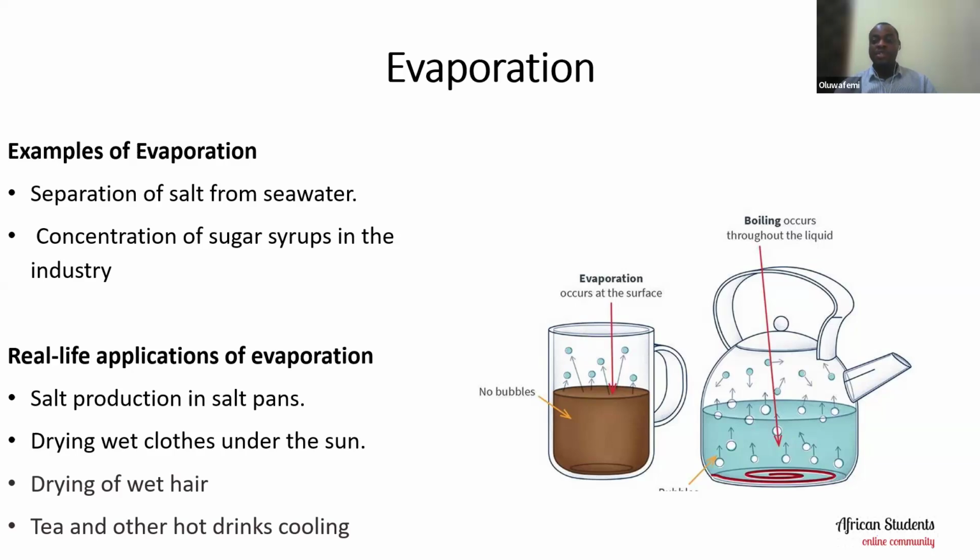I was trying to just use the diagram beside you to differentiate between evaporation being a surface event or phenomenon. It happens on the surface, just like what I was trying to represent with that cup there. And boiling, on the other hand, is not surface alone. It happens throughout the whole of the liquid. So that's the difference between evaporation and boiling. Okay. All right. Let's move on to the next one now.